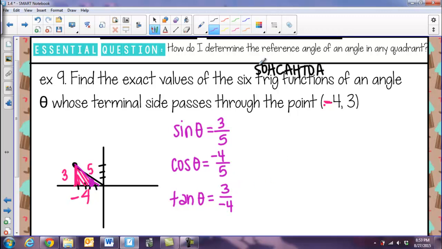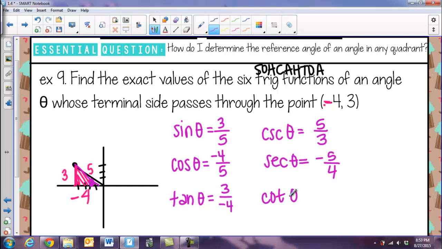Now we need to do our reciprocal values. The reciprocal of sine is cosecant of theta, and since I already found sine, it's pretty straightforward, just flip it over. Same deal for secant. Don't forget your negative. That negative is still stuck in there, so it's negative 5 over 4. And last but not least, we have cotangent, which gets you negative 4/3.